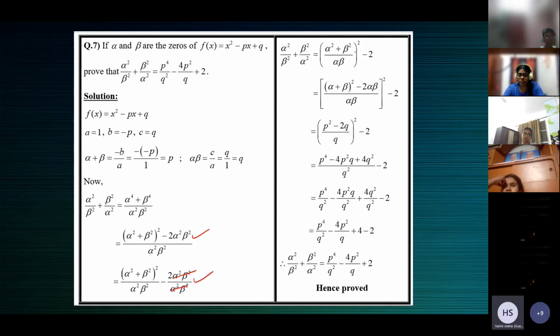So here, if you want, you can write it as a whole square, or you can just have it as alpha beta the whole square also. It's not mandatory that you should write it as a whole square. I have written it as a whole square here because the numerator is squared, the denominator is squared. Then again, alpha square plus beta square is alpha plus beta the whole square minus 2 alpha beta. At this point, we have alpha plus beta and alpha beta, so substitute the values and simplify.